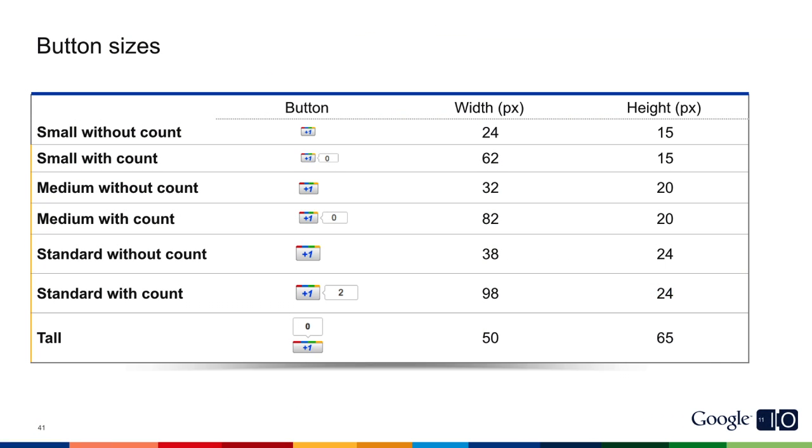All right, I got a table, because tables are important. This is a table of plus one buttons. As you can see, we have a number of different form factors. We've got small, we've got medium, we've got standard, and they all come with or without a count. And we've got the tall button. And the standard, of course, is a really common size that fits among other buttons of similar sharing type.